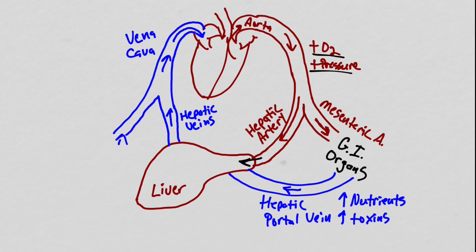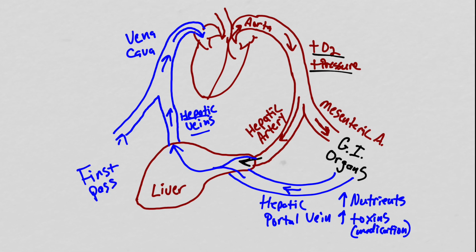And so as these toxins, which can also include medications, go through the liver, eventually all of that blood from both the hepatic artery and the portal vein will leave the liver through the hepatic veins. As the liver metabolizes and removes those things from the blood, we call that the first pass effect. First pass because it's the first passage of blood through the liver to expose those toxins or medications or drugs to enzymes in the liver that are going to convert them into a safer form.